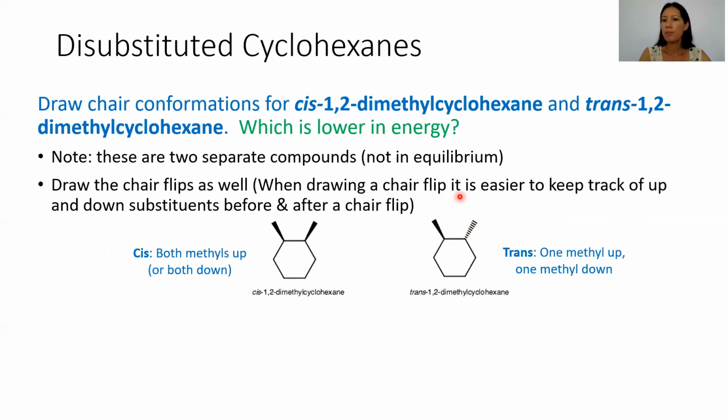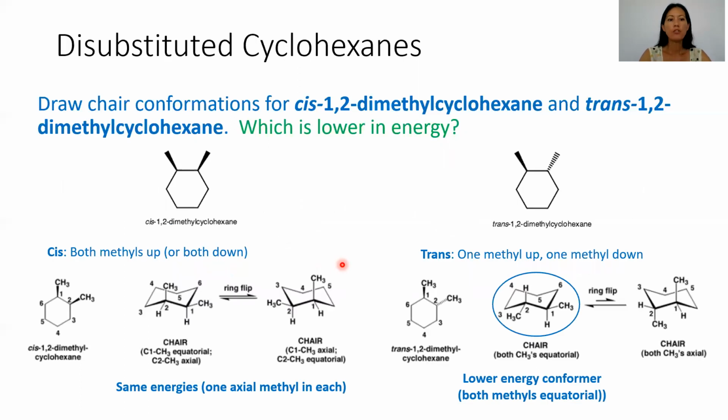When drawing a chair flip, it's easier to keep track of up and down substituents to draw in where they go. So pause this, take your time. This could take a little bit of time, and just go through this exercise, and then I'll go over this. So for the cis structure, both methyls are up, or they could both be down. And so one chair, let's just number it 1, 2 here. You could draw the chair like this.